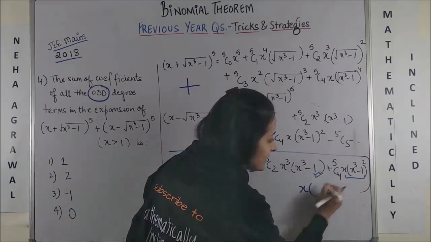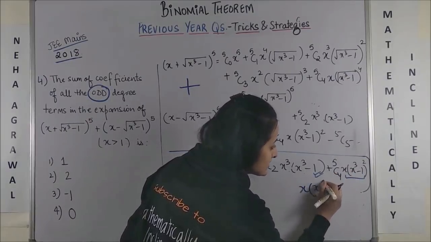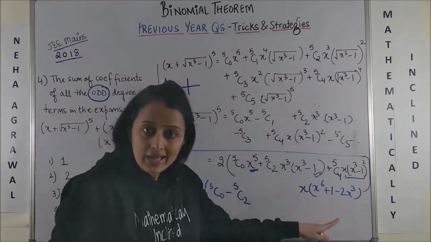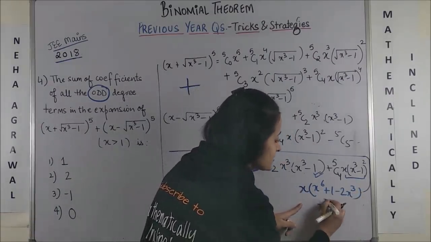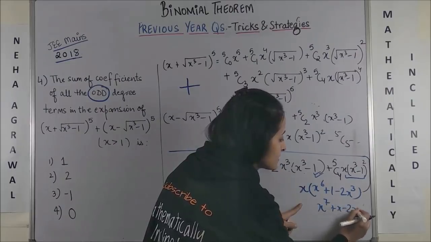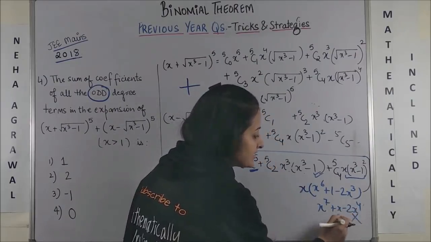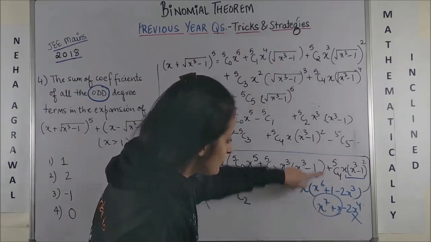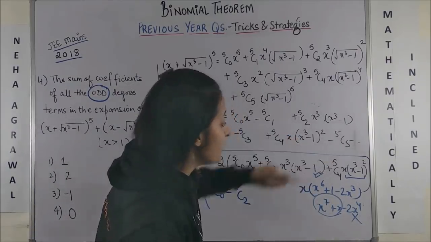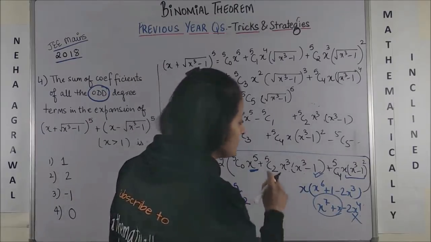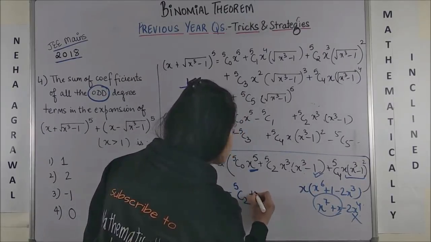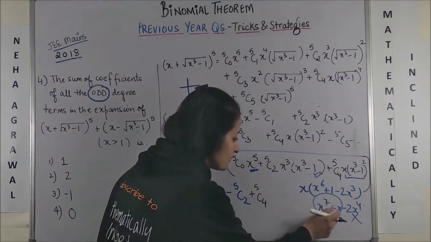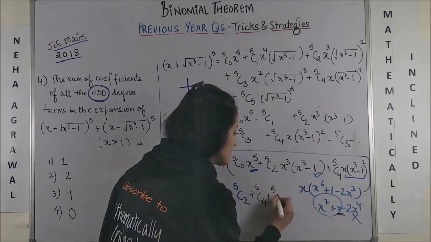So if I try expanding it, this is x raised to power 6 plus 1 minus 2x cube. When I multiply it with x, I'm going to get x raised to power 7 plus x minus 2x raised to power 4. Not interested in this, only interested in this. But also, please realize you have 5c4 outside. So this one gives us plus 5c4. So plus 5c4 plus 5c4 from here as well.